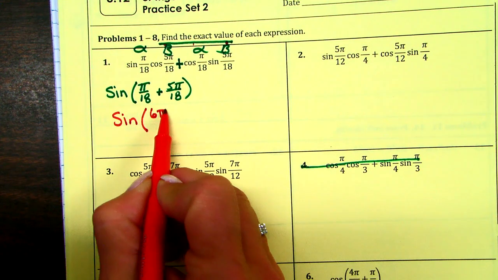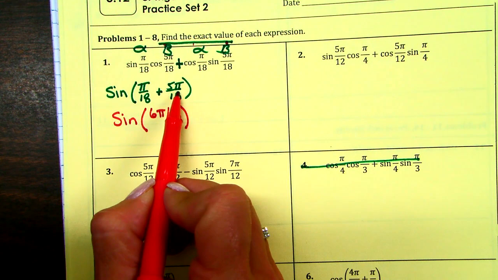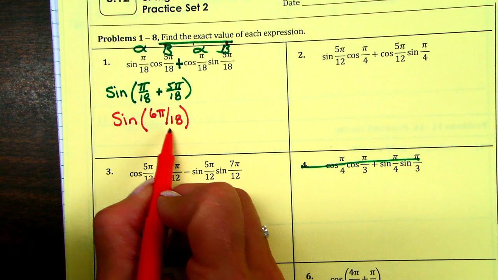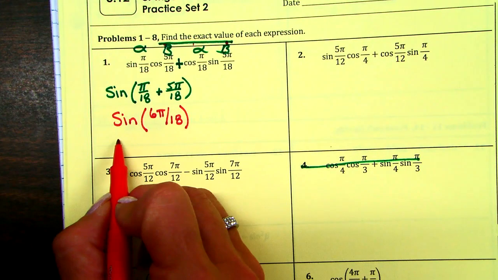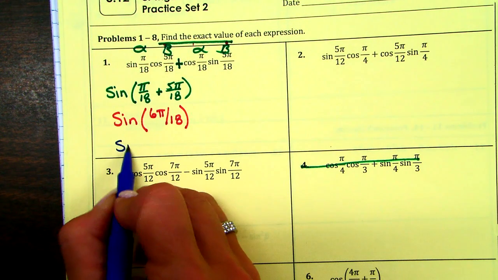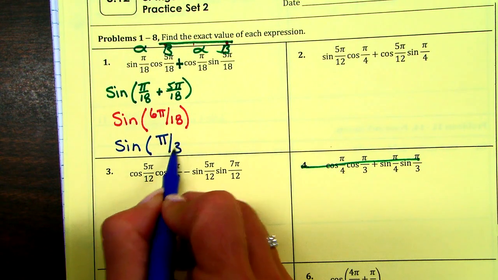6 pi over 18, right? 1 pi plus 5 pi is 6 pi. Well, what is 6 over 18? I don't know that angle, but always remember to do what? Simplify your fraction. Always simplify your fraction. 6/18 is 1/3. So pi over 3.